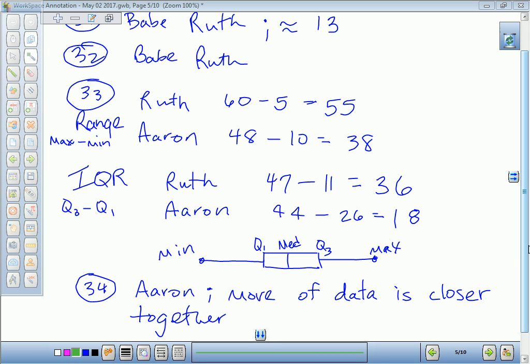Wait, can you explain 34? Sure. When we look at the two boxes, and I kind of wish I had it opened up on the computer, but I don't. When we're talking about standard deviation, we're talking about the spread of the data. And when you look at this blue box, it is like twice as big as the green box. So the data is spread out further. So because the data is spread out further, it would have a larger standard deviation. So Hank Aaron's, because his data is tighter, he has a smaller box, then he would have the smaller standard deviation.